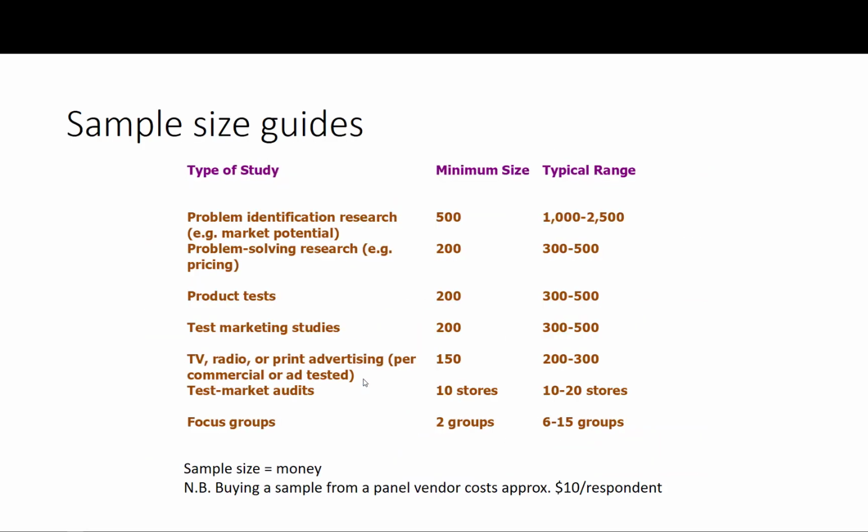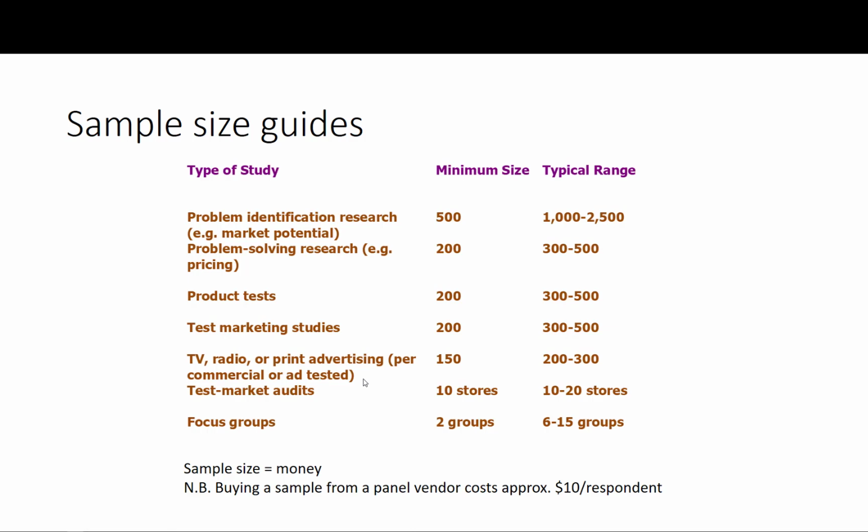So here is a guide to the usual types of sample sizes depending on the type of study. So problem identification research, so market potential, tends to have quite large sample sizes because the population itself tends to be ill-defined. So a minimum is usually 500 respondents, but typical range is 1,000 up to 2,500. Problem-solving research, as in what price should I set? Minimum size is about 200, but the typical range is 300 to 500.